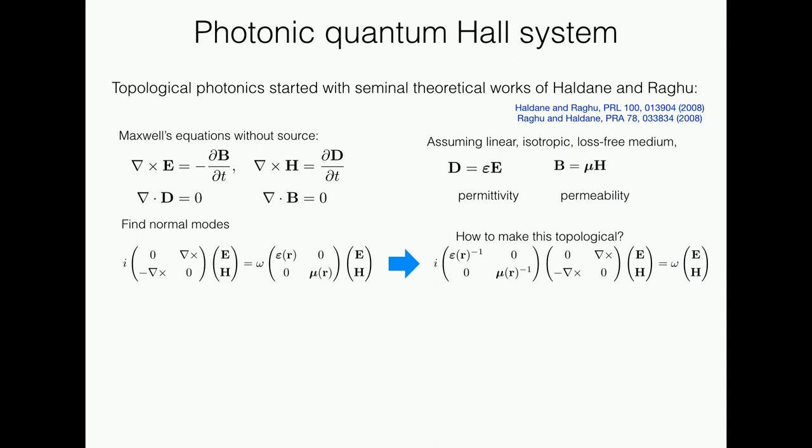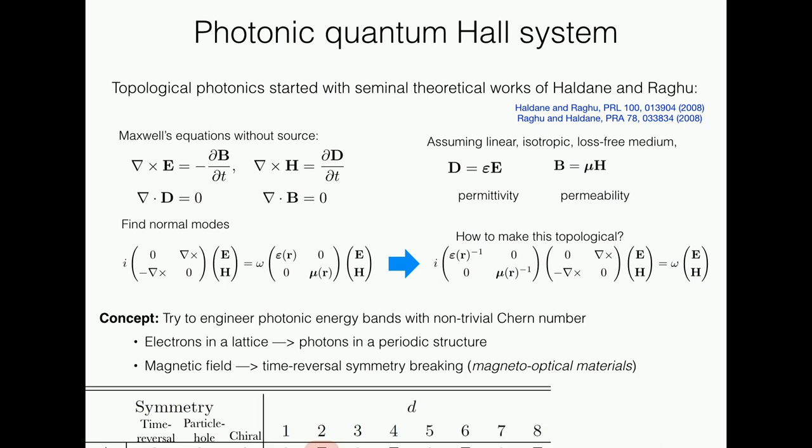you have the permittivity and the permeability tensors entering here, and then you can find the normal modes of this system. This is just taking the inverse of this over to the other side, and you can see this part here is now like that H that I wrote before. So what Haldane and Raghu said is, okay, we have a system with normal modes, that is electromagnetism. How do we make this thing topological?